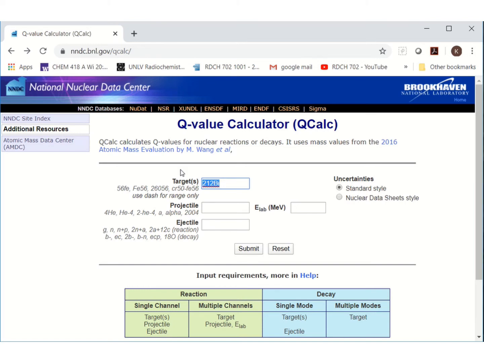Let's take some lead-208, and let's hit it with a proton, and let's make some gold. So we're going to turn lead into gold. Let's see what the energetics are.